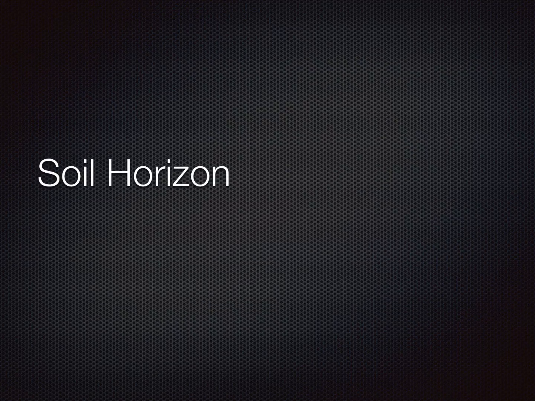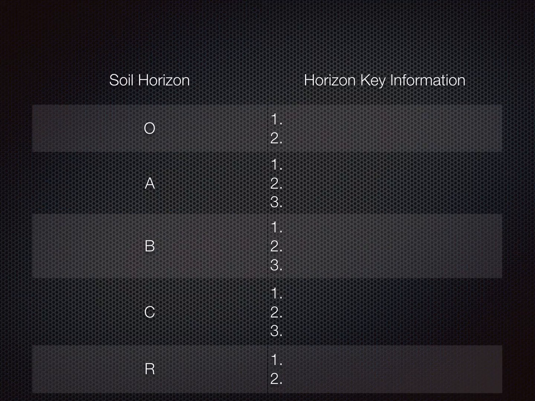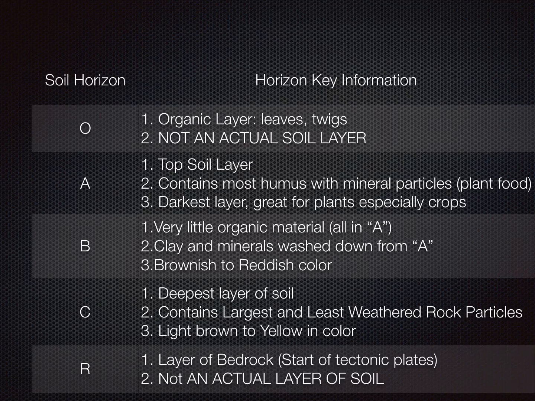Moving on to one of the vocab words you learned yesterday, which is soil horizon. Remember, soil develops in layers, and each layer is unique. The soil horizons look like this, and there's key information for each soil horizon. The O is actually not a soil layer. It's just the organic matter that lies on top of the soil. It's called the O layer because it's the organic layer.